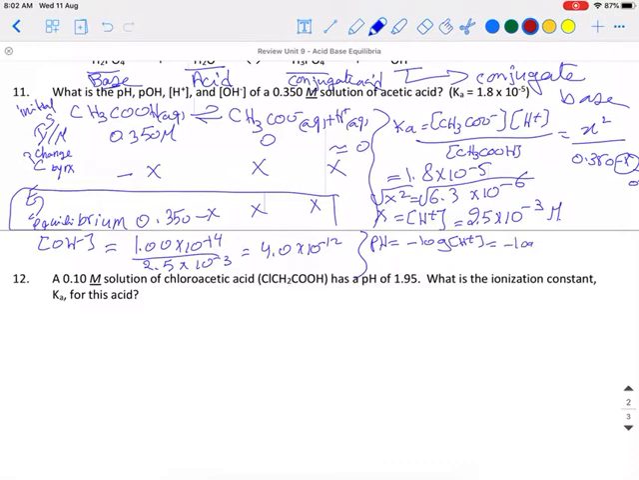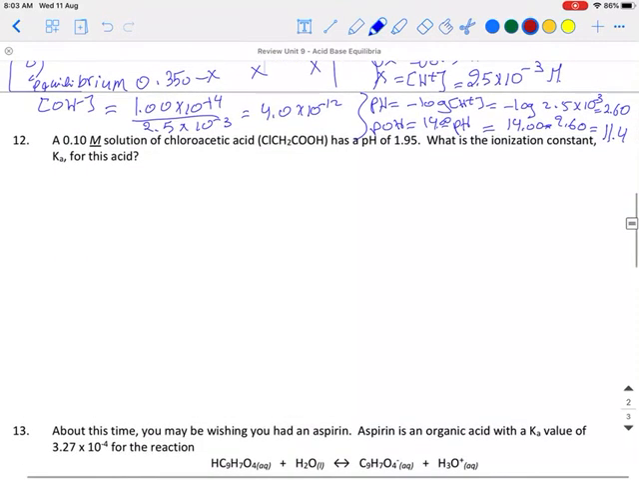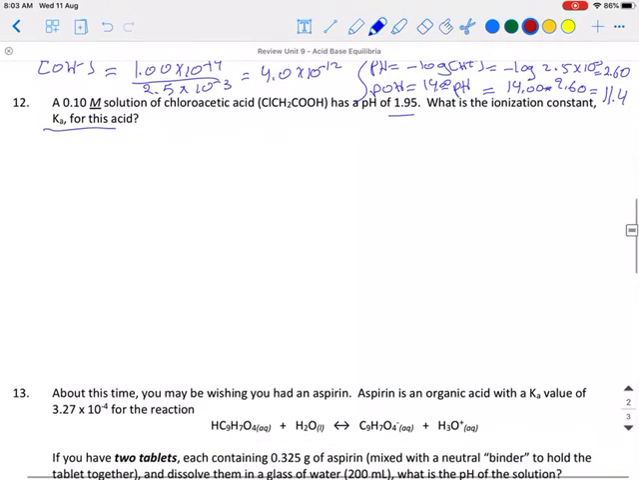To find pH, it's minus log H plus, which is negative log 2.5 times 10 negative 3, and it's equal to 2.60. To find the pOH, it's simply 14 minus pH, which means 14 minus 2.60, and the value for pOH is 11.4. Now let us move to number 12. A 0.1 molar solution of chloroacetic acid has a pH of 1.95. What is the ionization constant Ka for this acid?